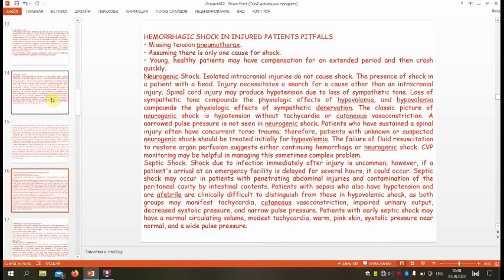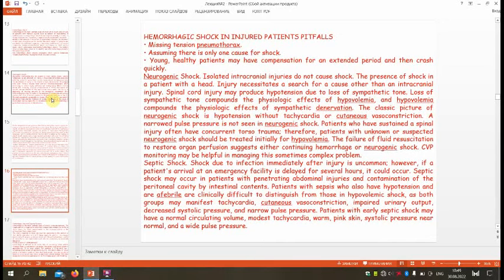Patients who have sustained a spinal injury often have concurrent torso trauma. Therefore, patients with unknown or suspected neurogenic shock should be treated initially for hypovolemia. The failure of fluid resuscitation to restore organ perfusion suggests either continuing hemorrhage or neurogenic shock. CVP monitoring may be helpful in managing this sometimes complex problem. Septic shock.